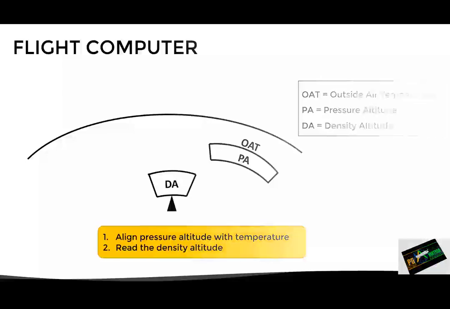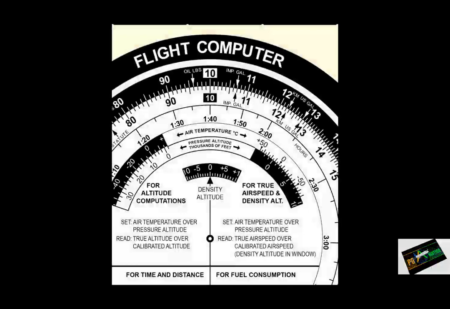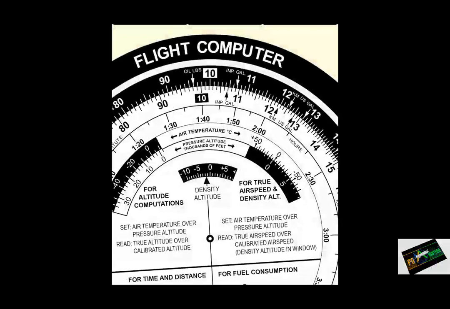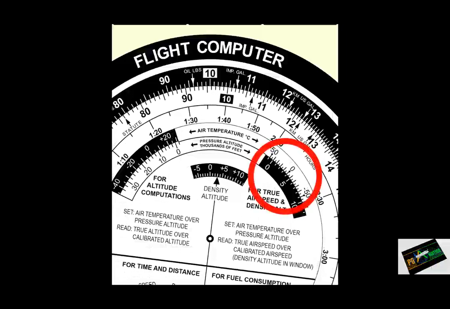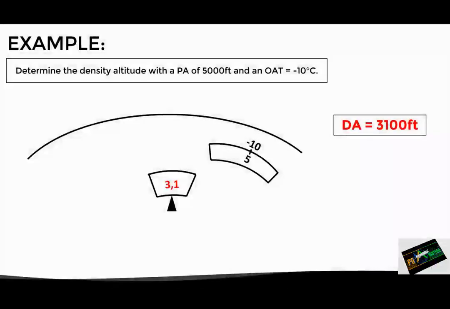Let's look at a practical example. Suppose we have to determine the density altitude if the pressure altitude is 5,000 feet and the air temperature is -10 degrees. First, we have to align 5,000 feet with -10 degrees in the upper right scale, as we can see here. Once this is done, we read 3.1 in the center scale, which corresponds to a density altitude of 3,100 feet. Let's now move on to the approximate formula.